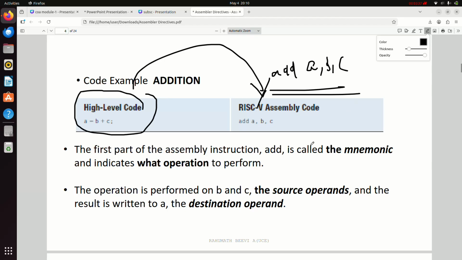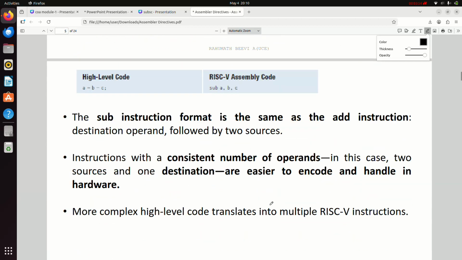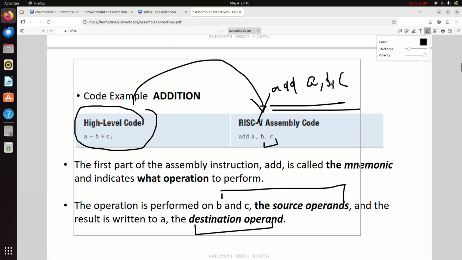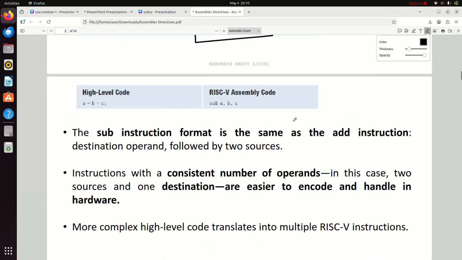So B and C are called the source operands. Here you have to understand that B and C are known as the source operands because these are the sources which you're adding. Now A is what? A is the destination operand. Now this is another example, for the sub instruction, given here.